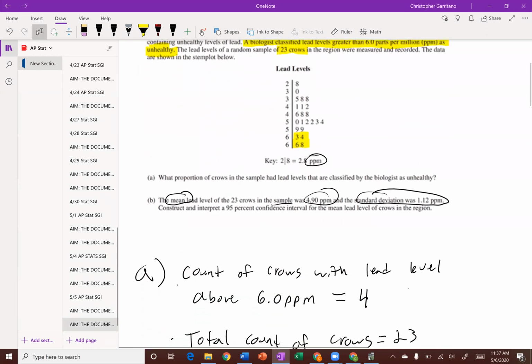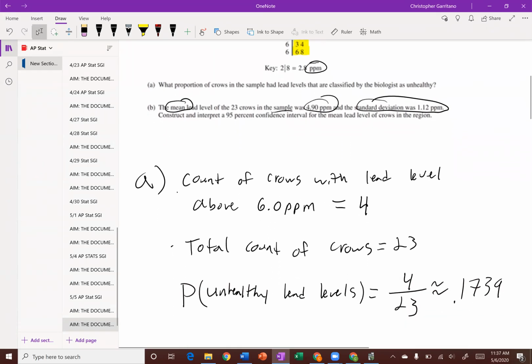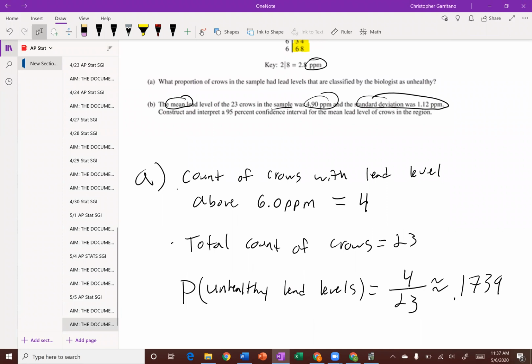So I'm going to write that information down. Count of crows with lead level above 6.0 parts per million, that was 4. Total number of crows, 23. And so the proportion of crows with unhealthy lead levels is simply 4 over 23, or approximately 0.1739.